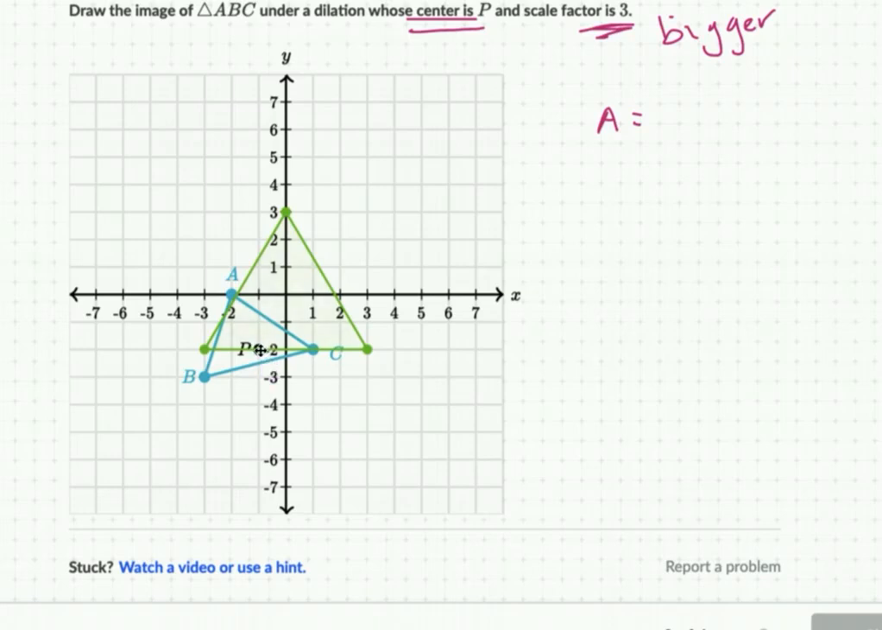Here, I'm going to have to treat the P. Let me move this stuff over. I'm going to have to treat this as if it were the origin. Normally for the origin, you would write down the normal ordered pairs because it tells you the directions.